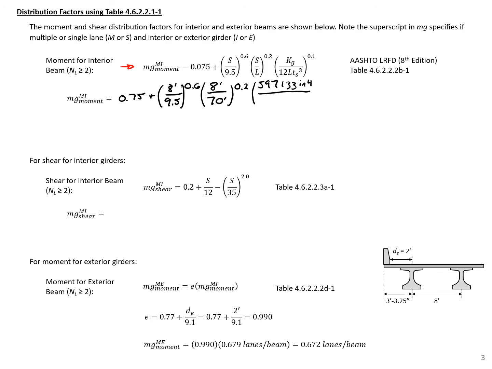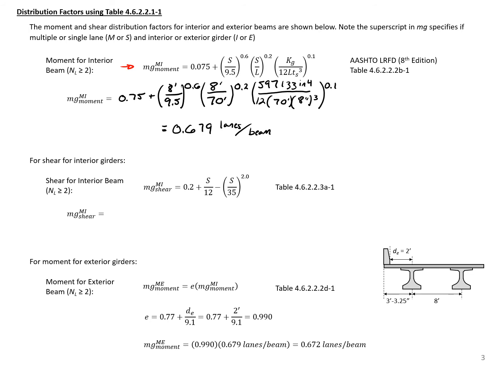So we'll keep that in inches divided by 12 times our length in feet, 70 feet, times our slab thickness in inches, 8 inches to the 3rd. And this is all to the 0.1 power. So solving this, we'll get our distribution factor equal to 0.679 lanes per beam.